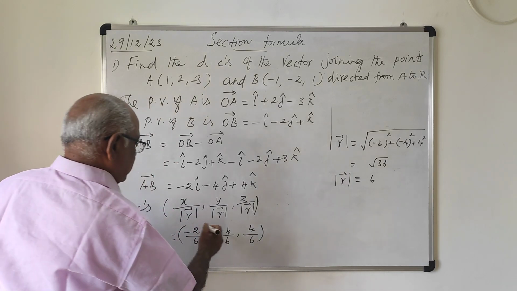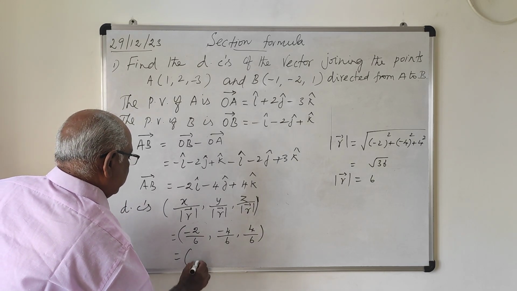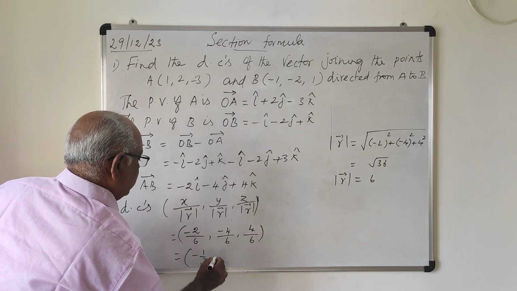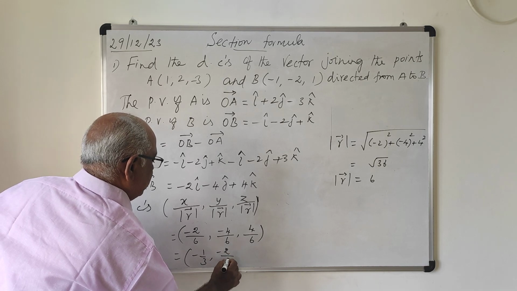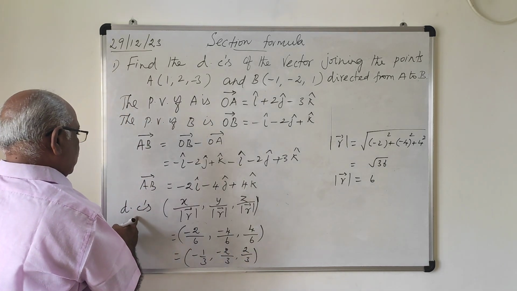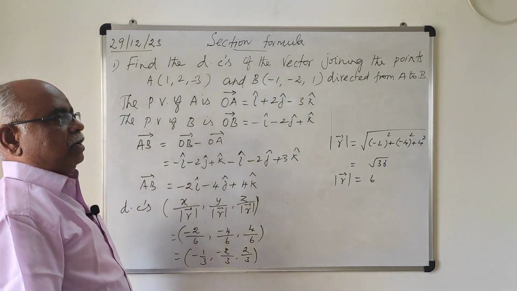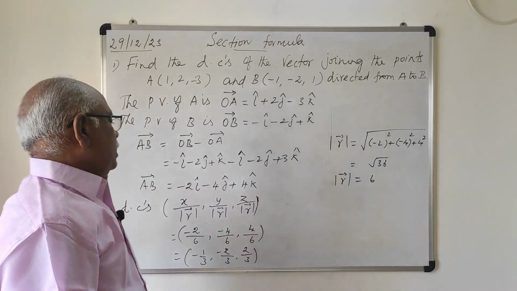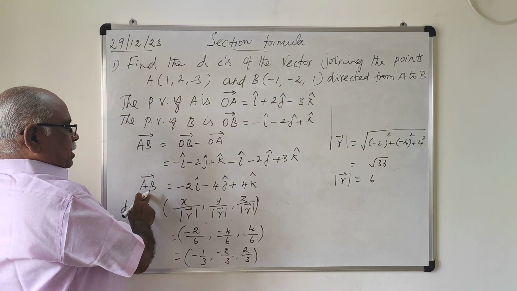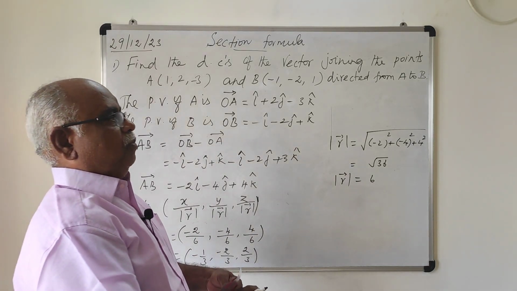So this is minus 2 by 6, minus 4 by 6, comma, 4 by 6. It can be simplified. You will get minus 1 by 3, comma, minus 2 by 3, comma, plus 2 by 3. These are the direction cosines of the given vector, the line joining the points A and B directed from A to B. So after finding the AB vector, using this idea, we are finding the DCs. That's all about this problem.